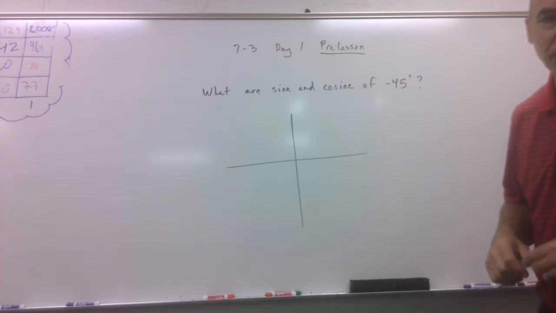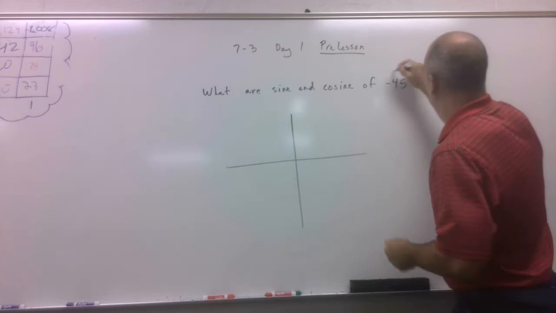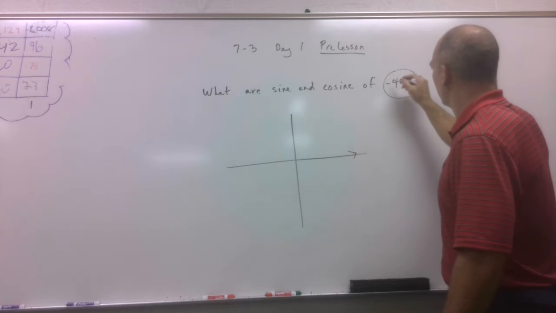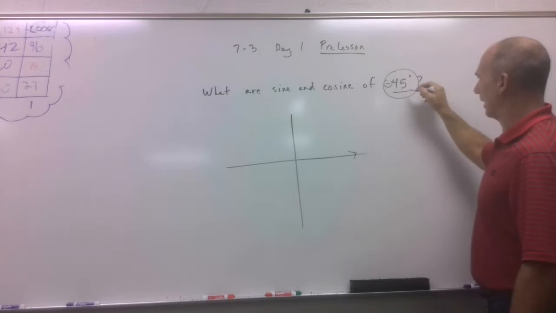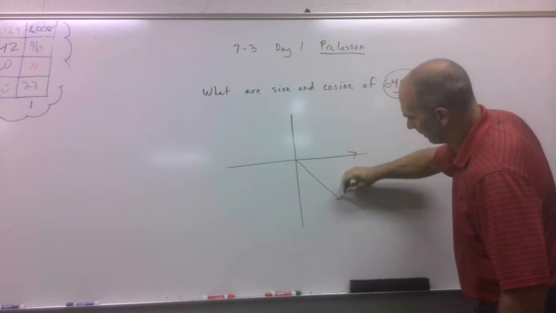Sample problem 7.3 day 1. What are sine and cosine of this spin? Don't forget, you start in standard position. Negative means down. Be accurate. 45 is about half of 90, so I'm going to stop it right there.